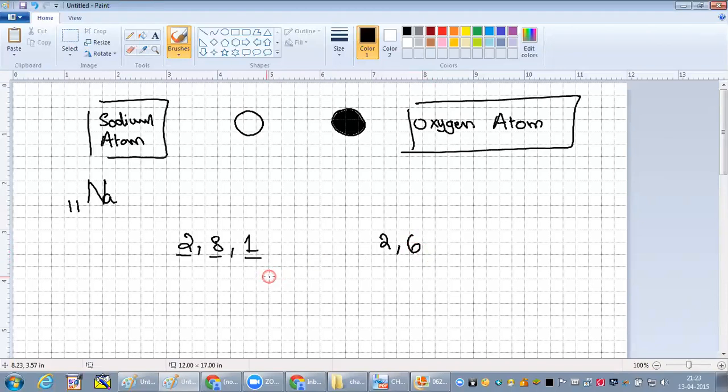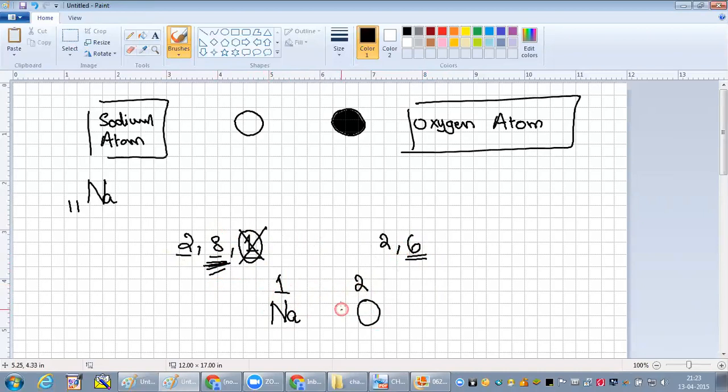Now from the electronic configuration I am supposed to get the valency. Sodium will give away its 1 electron, so the valency of sodium is going to be 1. Oxygen is going to take 2 electrons, so the valency of oxygen is going to be 2. When it takes 2 electrons, it reaches the octet state, having 8 electrons in its outermost orbit. When sodium gives away its 1 electron, the previous orbit becomes the last orbit, so it also has 8 electrons in its outermost orbit, that is, its octet state.